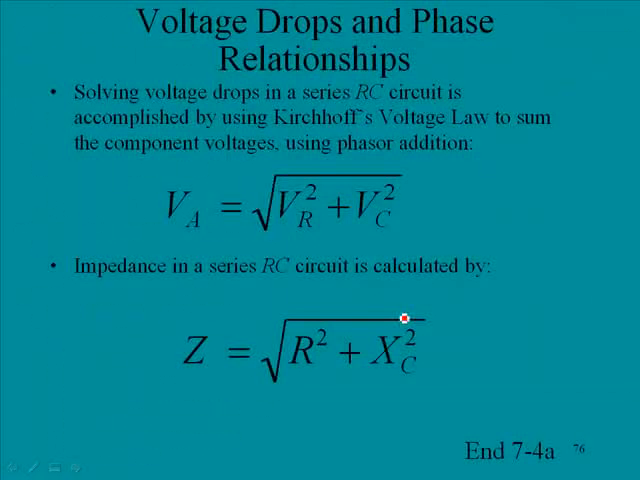Okay, voltage drops and phase relationships. Solving voltage drops in a series RC circuit is accomplished by using Kirchhoff's voltage law to sum the component voltages using phasor addition. So this is our process here to calculate for applied voltage. We would take the square root of the voltage across the resistor squared plus the voltage across the capacitor squared. The impedance or the resistance in a series RC circuit is calculated by, and here we have impedance, it's going to be the square root of R squared plus the reactance squared.